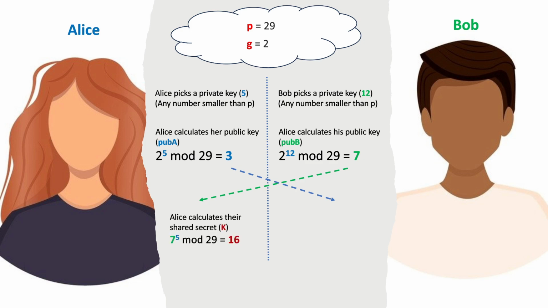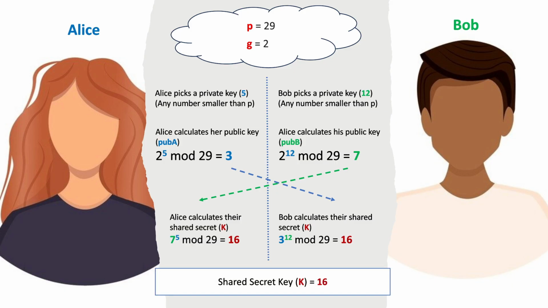And then we calculate the shared secret. Alice takes Bob's public key to the power of her own private key, mod P. So that's 7 to the power of 5, mod 29, and we get 16. Bob does the same thing, but with his own numbers. So he ends up with 3 to the power of 12, mod 29, which equals 16. There we go, and then we've got a shared secret, which is 16.